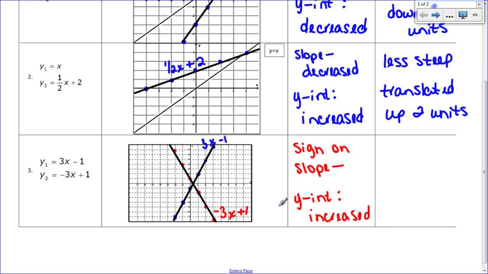So let's talk about what happened. The steepness did not change. This blue graph is the same steepness as the red graph. They're just going opposite directions. And the reason for that is because of the negative. The negative reflected the graph, so it is reflected over the x-axis.